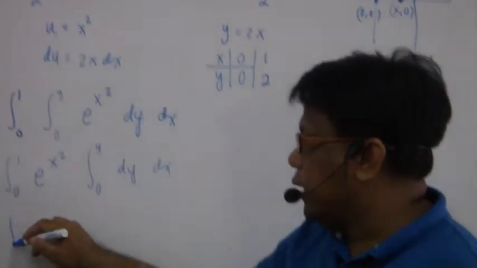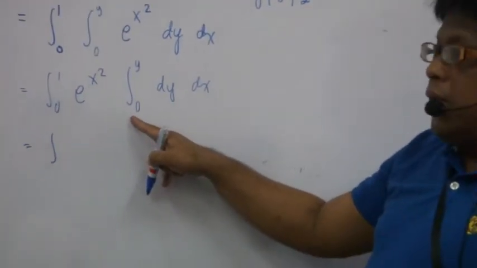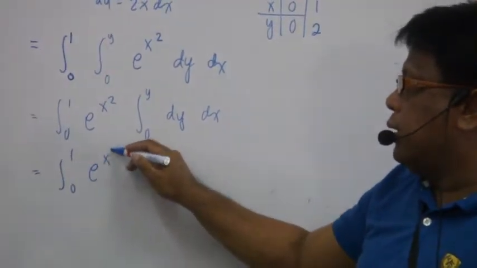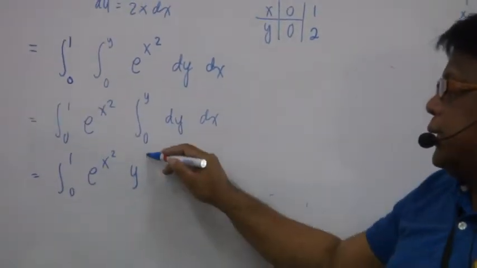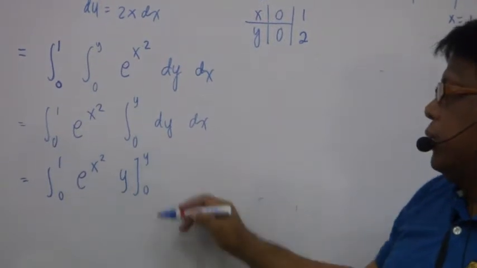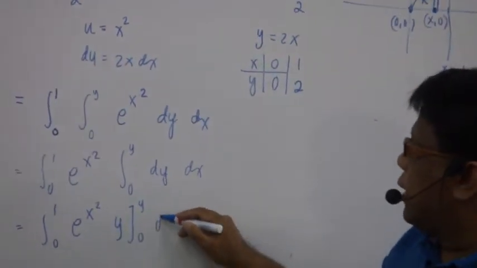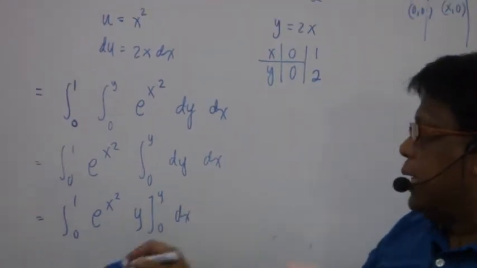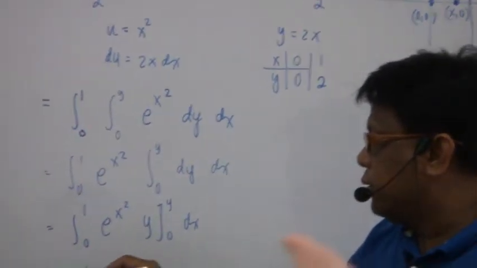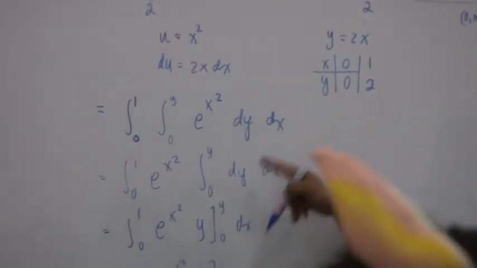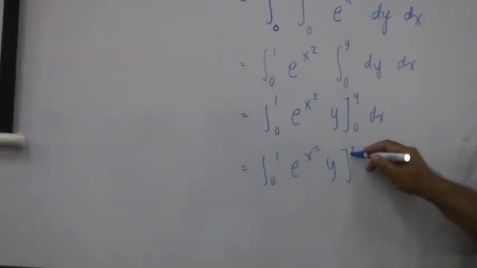So let us now integrate. What's the integral of dy? The integral of dy is simply y, and then what's the limits from 0 to y? Then dx. Okay? But what is y? We need to change y. The upper limit will change to 2x because this is the equation of the line, right?